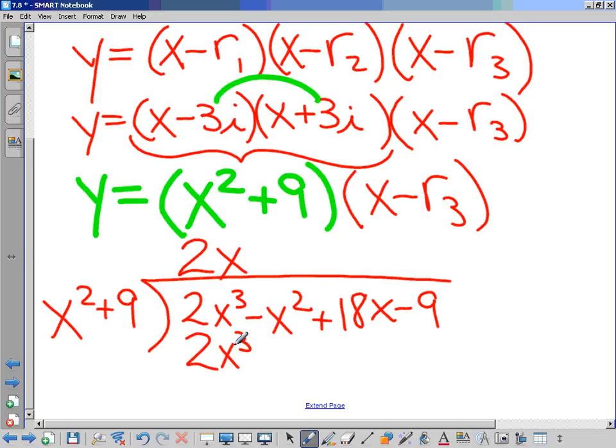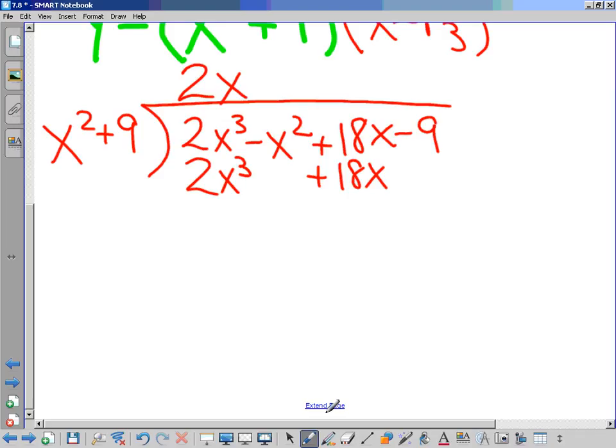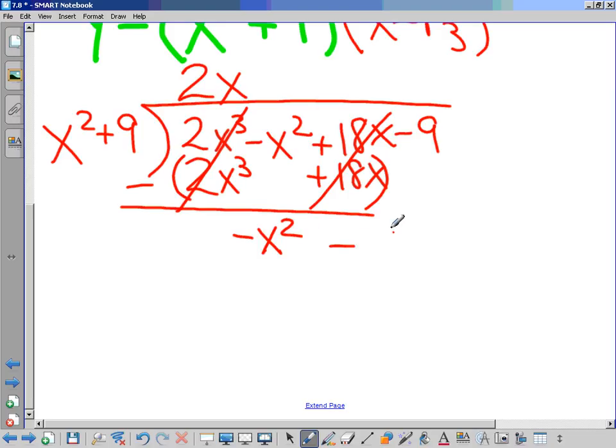2x times 9 makes what? 18x. Now watch how I line it up. I'm going to put the 18x under the other x term. Don't line up 18x with x squared. They're not like terms. So this is the first long division problem where you subtract this quantity, and what happens? Yeah, the negative x squared will come down, and even the minus 9 will come down. So these guys cancel. That cancels, and that cancels. We bring down negative x squared, and we bring down the minus 9.